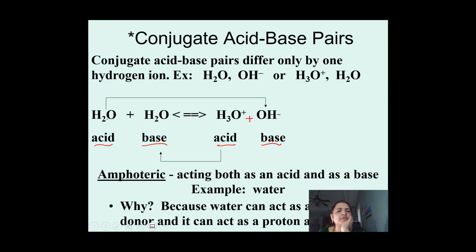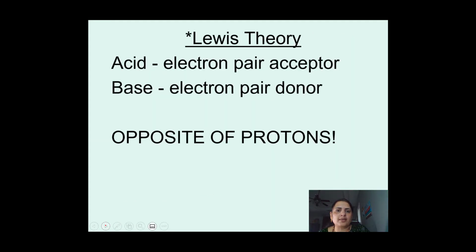Amphoteric. So you have seen in the two examples, water acts as an acid or a base. So it's called amphoteric. It can act as an acid and a base. Why is this? Because water can act as a proton donor, or it can also accept a proton. So it can go either way. These types of molecules are called amphoteric.